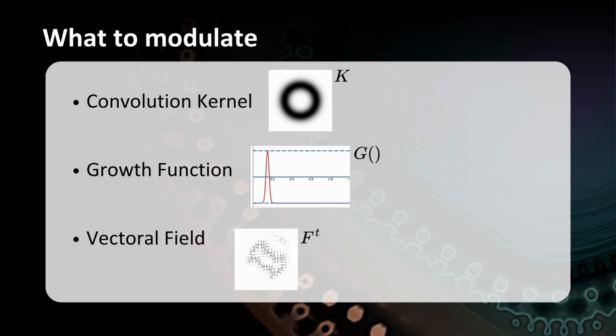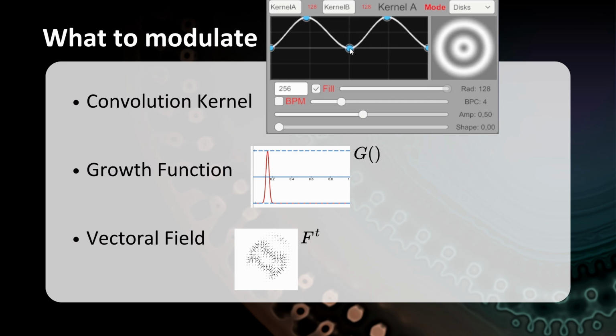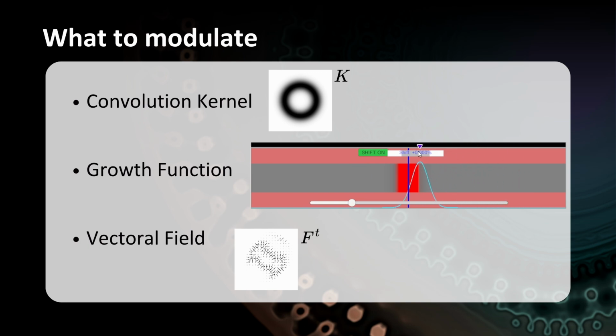So, now that we understand the pipeline, what can we modulate to change the simulation's pattern types and dynamics? Three elements. The convolution kernel. The convolution kernel is the first operation of the pipeline, and changing it completely changes which areas of the simulation get activated by the growth function. The growth function itself is the filter that decides which pixels from the convolution result attract matter. So changing its shape changes the dynamics.